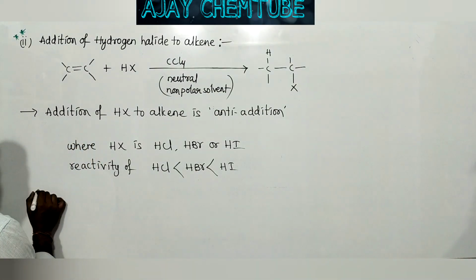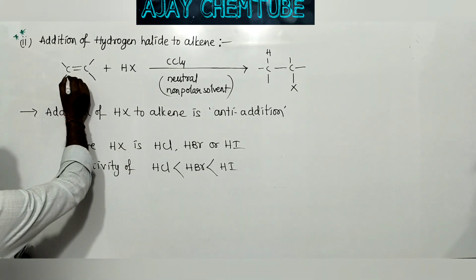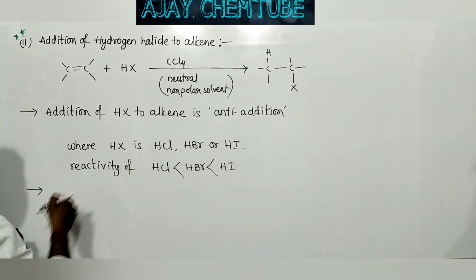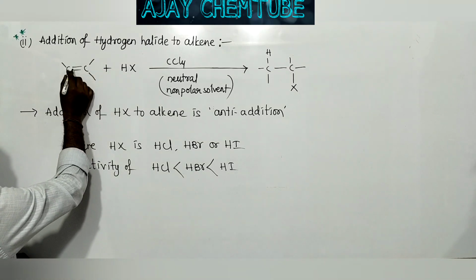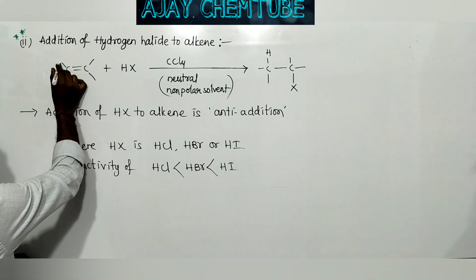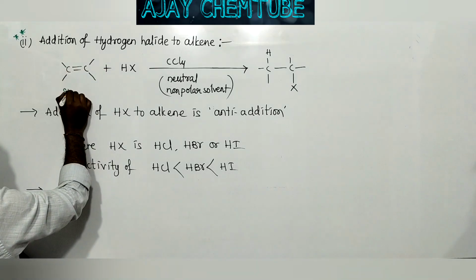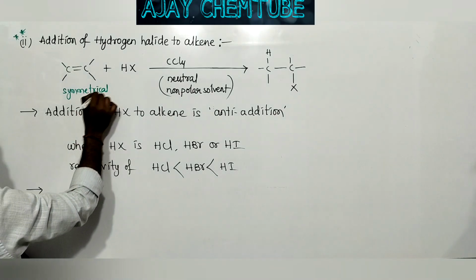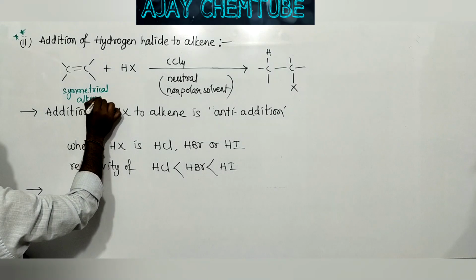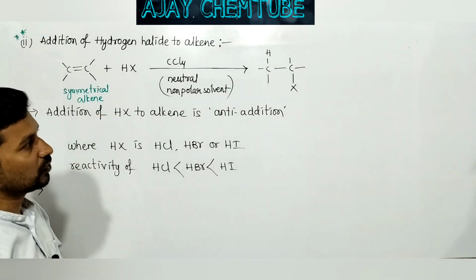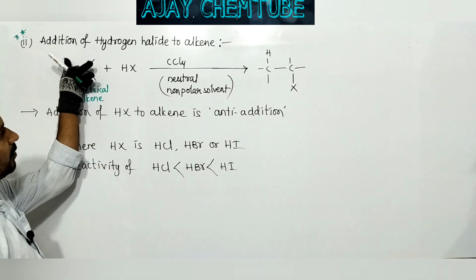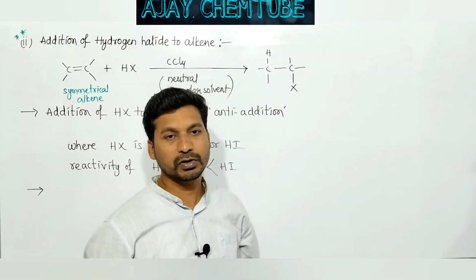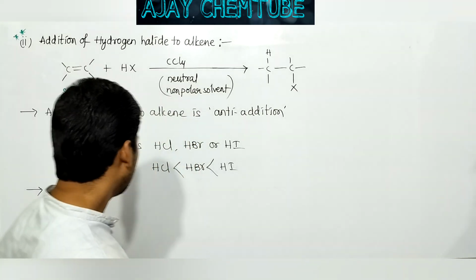So if it is an unsymmetrical alkene, here both carbons are the same, this is what? Symmetrical alkene. Symmetrical alkene means on the double bond there is equal distribution on both sides. On the carbon-carbon double bond, the two sides are the same. For a symmetrical alkene, there is no confusion, there is no rule, because whether to this carbon hydrogen and this carbon halogen, or to this carbon halogen and this carbon hydrogen, both become the same, it doesn't make any difference.